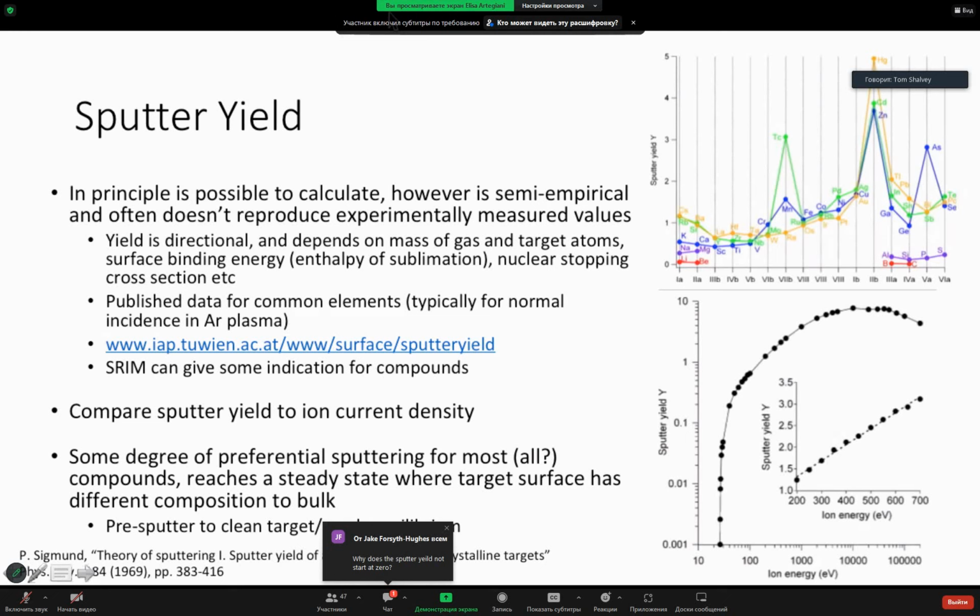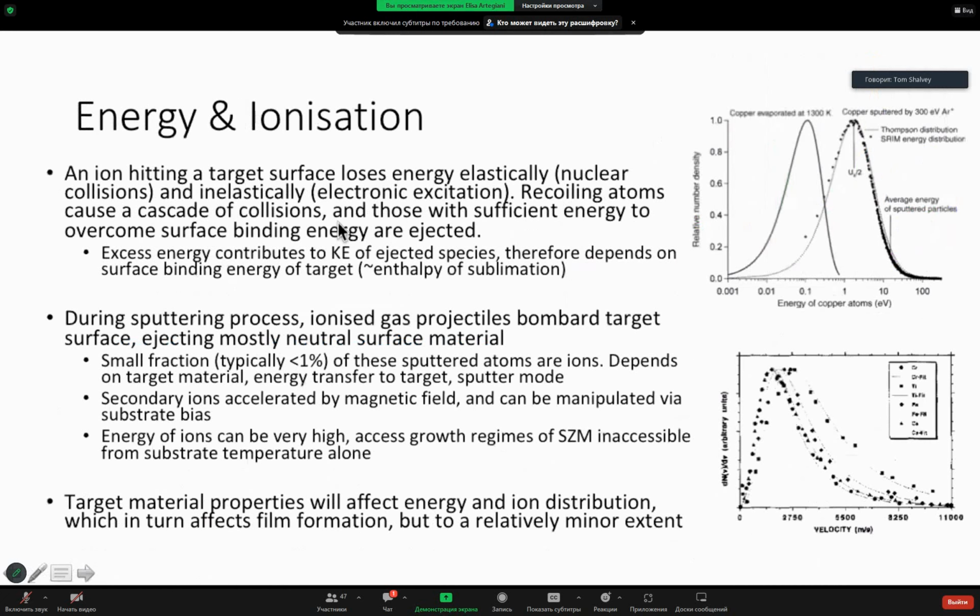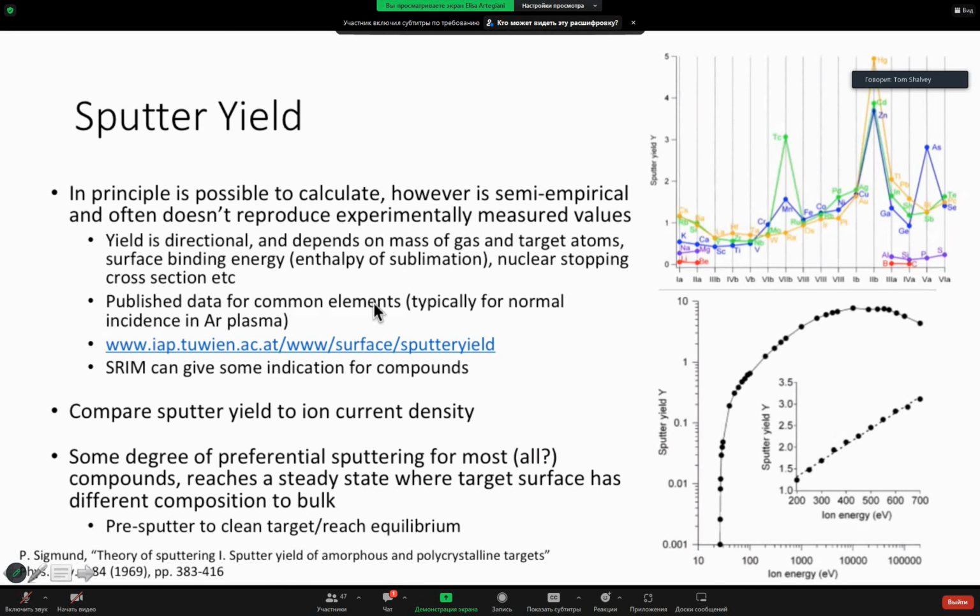So I think someone's asked why the sputter yield doesn't start at 0. You're going to need a certain amount of energy from your argon ions hitting the target surface. If they're just tickling the target surface, it's not enough energy to release atoms from the surface. So below that, you're not going to get any material coming off. But as soon as you're giving the atoms on the target enough energy to break free of the surface, then you'll start getting sputtering, and that increases pretty quickly from there on.